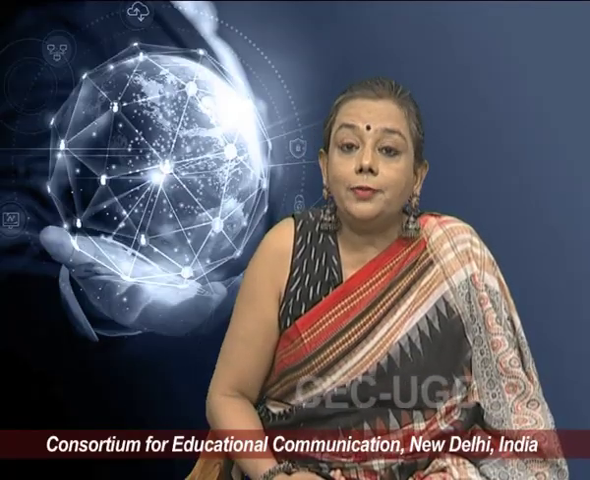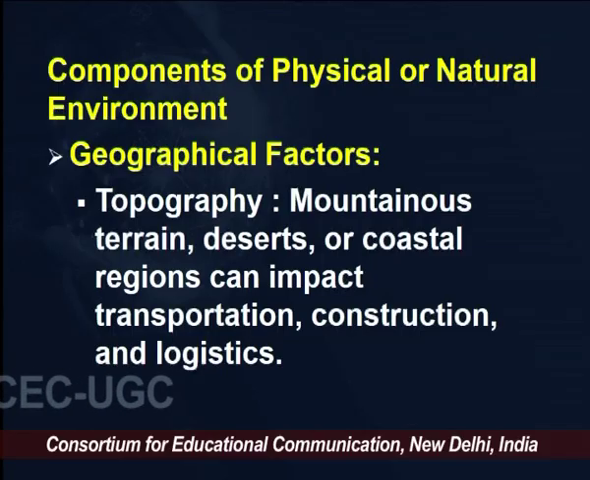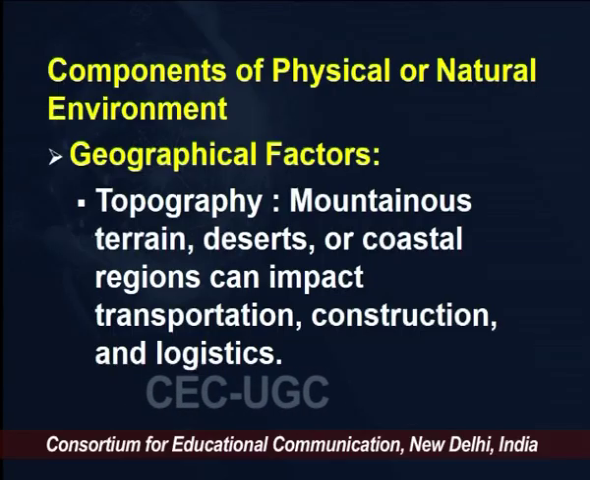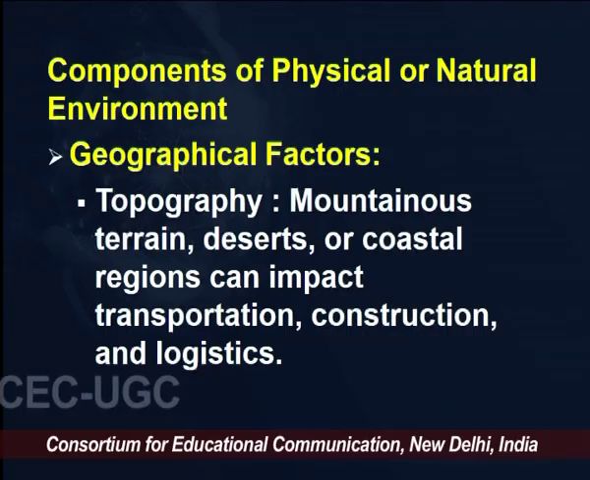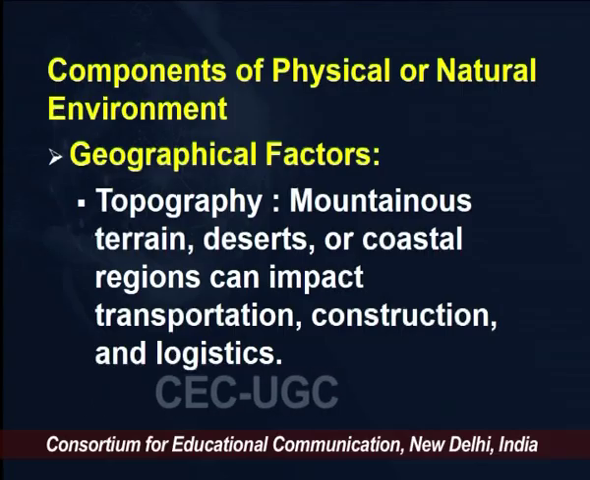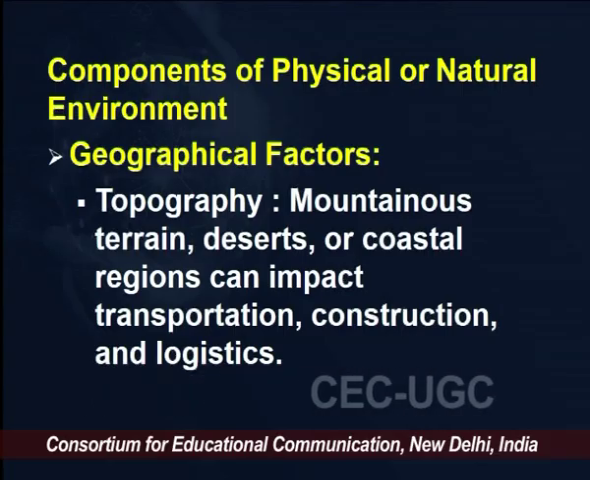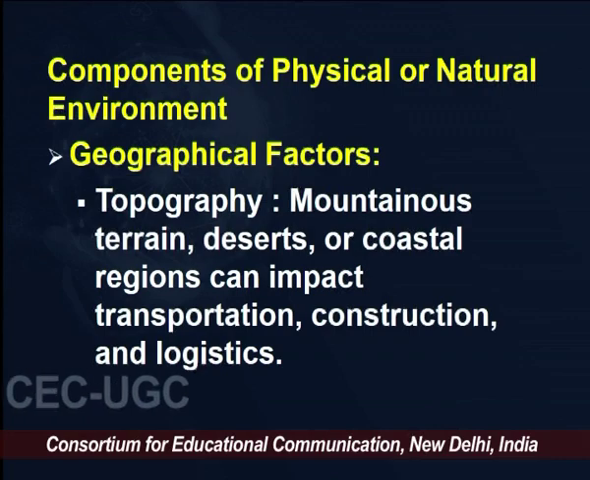So, what are the components of physical or natural environment? First category is geographical factors, which is the very basic element of physical or natural environment. So, in geographical factors, one is topography. Mountains, terrains, deserts or coastal regions can impact transportation, construction and logistics. So, they have an impact on working of an organization.